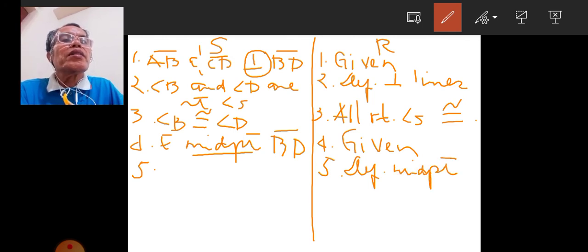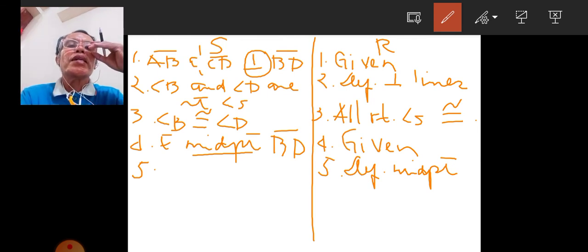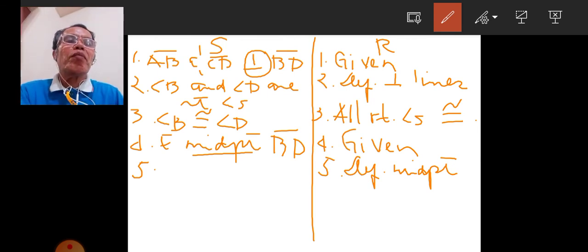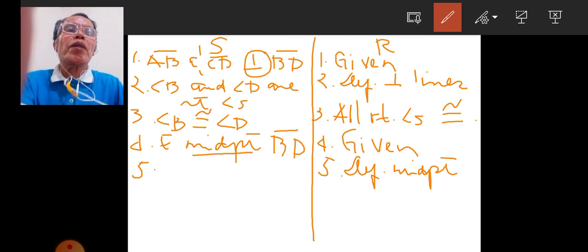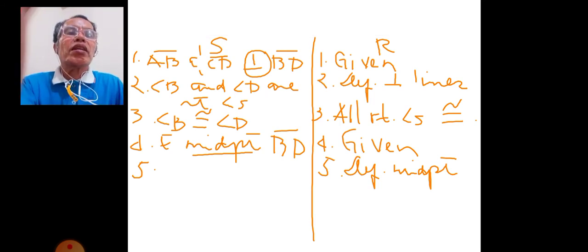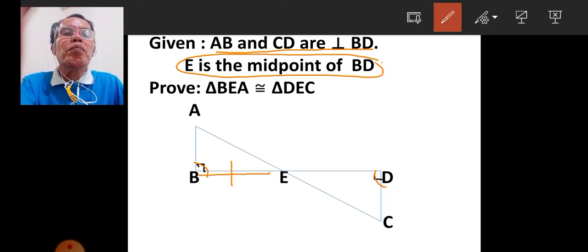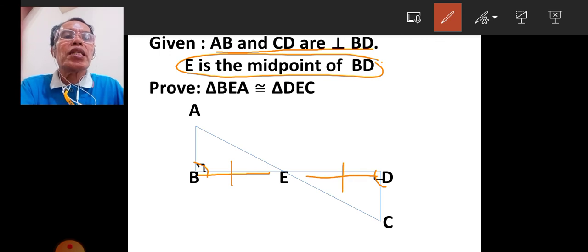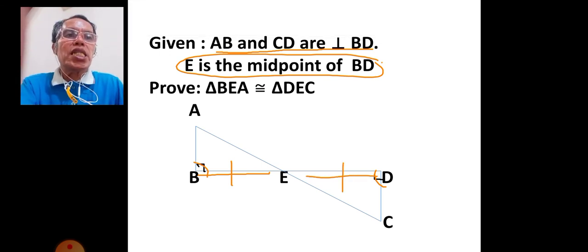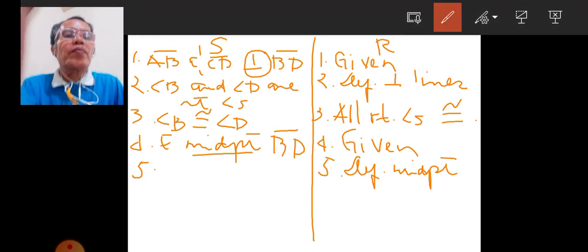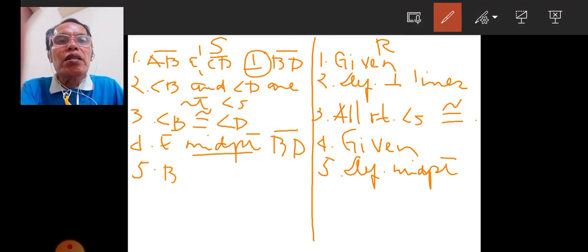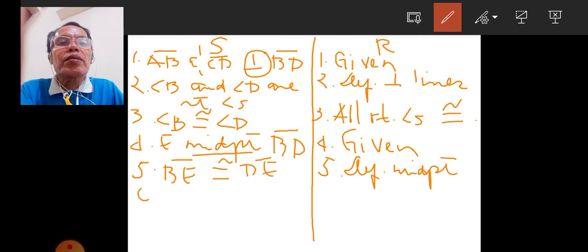And what is the role of the midpoint? It divides the segment into two congruent segments. So you are going to state in your statement the two segments that are congruent. And what are those? So that is segment BE, this segment must be congruent to segment DE. Okay, so number 6.